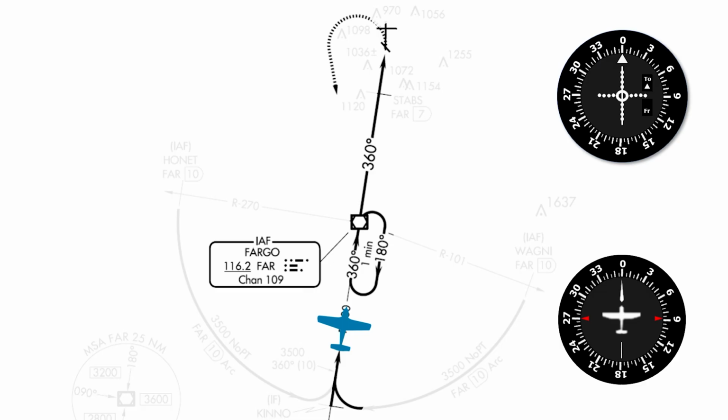Right now, the TO indication is showing. If we fly the selected course on the OBS, we'll be going towards the station. When we overfly, the TO flag disappears and flips to FROM. Now flying the selected heading takes us further away from the station. Many students take this to mean that the VOR dial responds to the direction we're traveling or the heading our aircraft is facing. Let's see how it actually works.